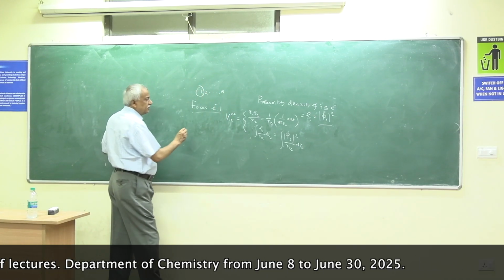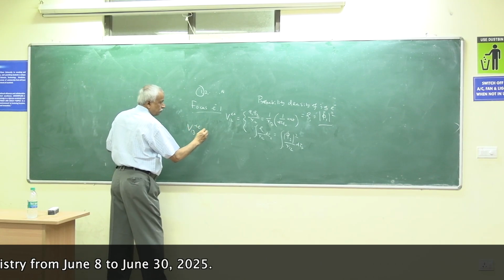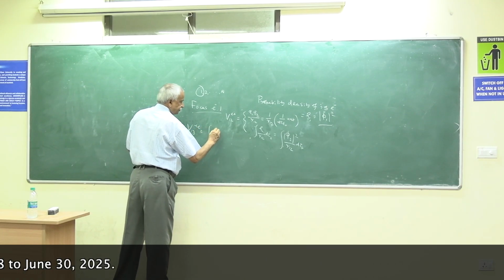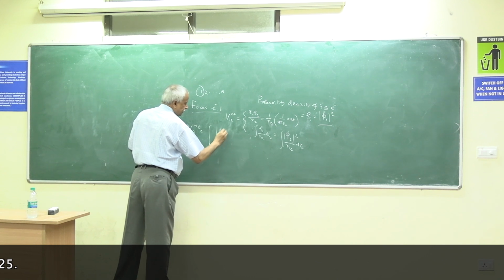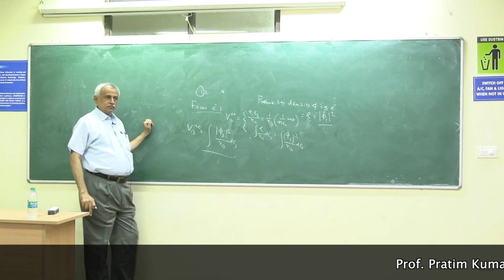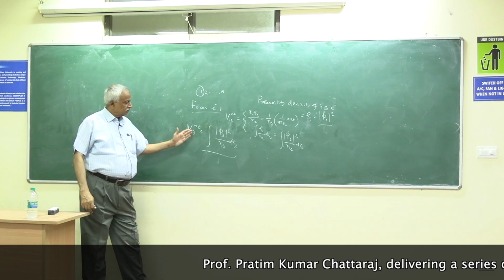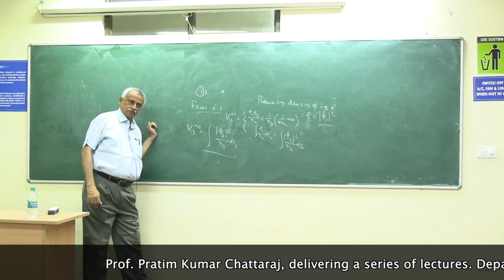So now similarly, suppose V13 would be integral phi 3 mod square by R13 d tau 3. Electron 1 interacting with electron 3, and that way 1, 3, 1, 4 up to 1 n.